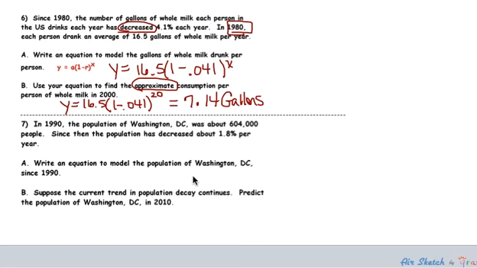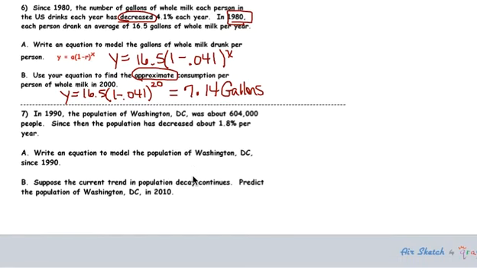Okay, number 7. In 1990, the population of Washington, D.C. was about 604,000 people. Since then, the population has decreased 1.8% per year. Write an equation to model the population of Washington, D.C. since 1990. Okay, so here we go. Y equals what? 604,000, parentheses, 1 minus 0.018, close the parenthesis to the x power, right?